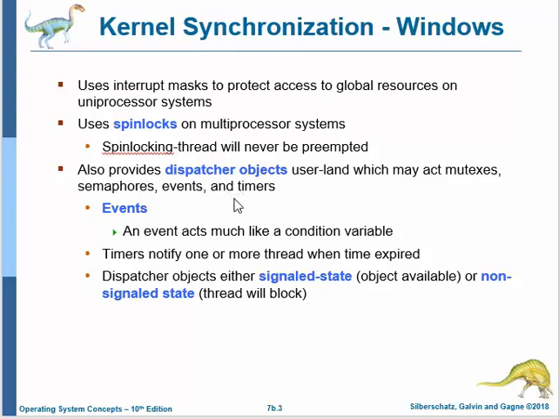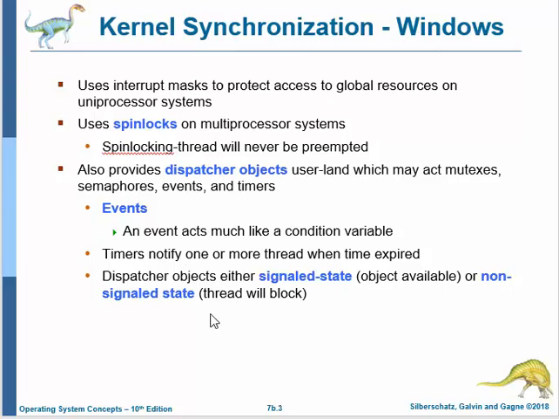Although the kernel uses spin locks only to protect short code segments, furthermore, for reasons of efficiency, the kernel ensures that a thread will never be preempted while holding a spin lock.